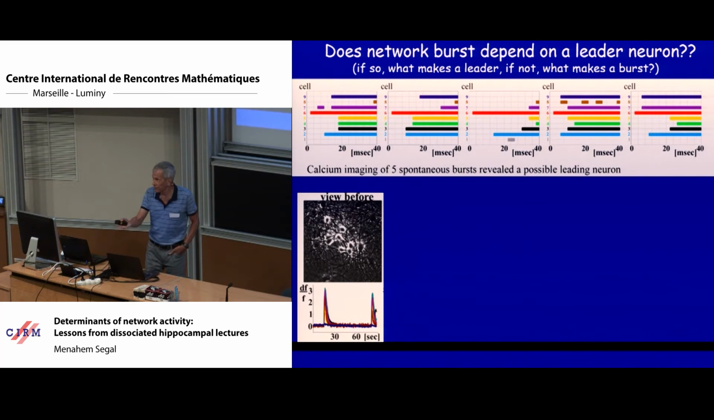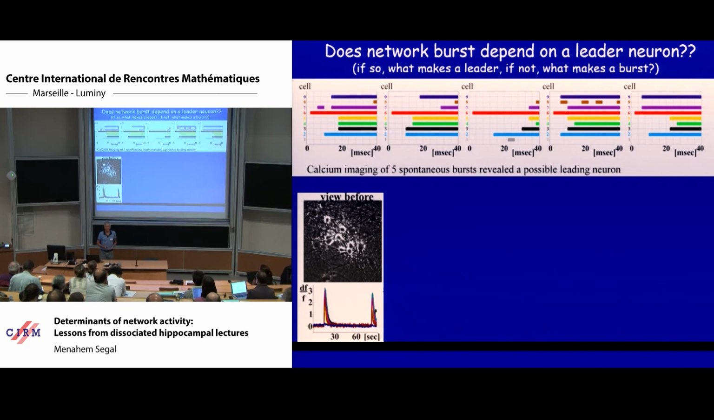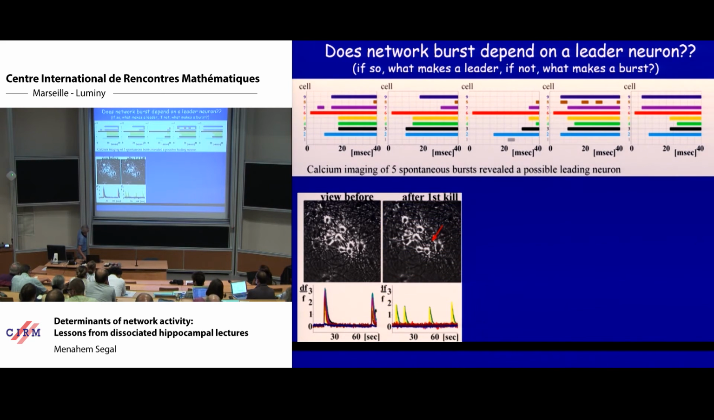And you decide that this is the leader by looking at who fires first. You look at calcium imaging. The resolution is less than 1 millisecond. You can really tell which is the leader neuron. So here is one illustration of a small network with 7 or 8 cells, and they fire synchronously, except for one who doesn't like to fire, but you know, you always have an outlier in the group.